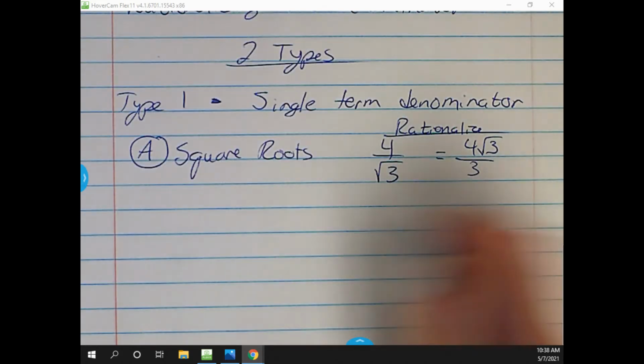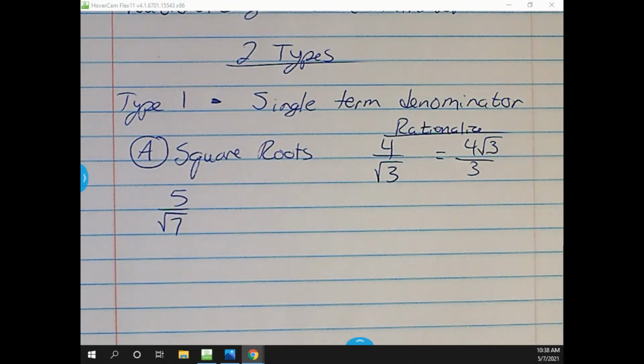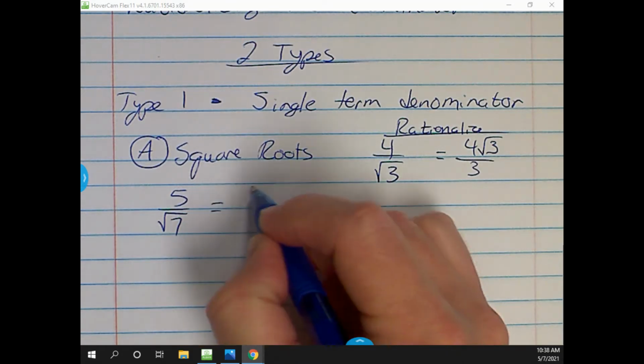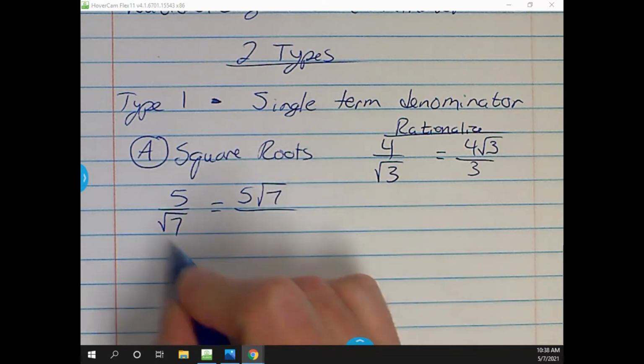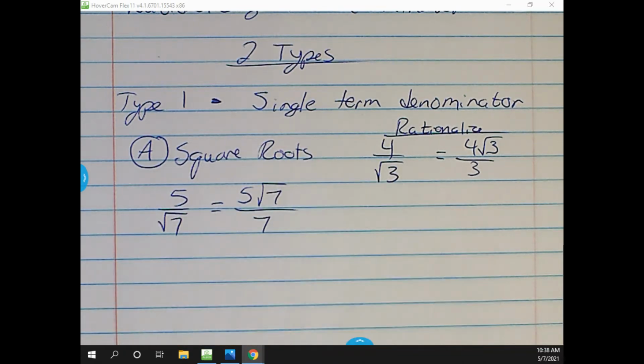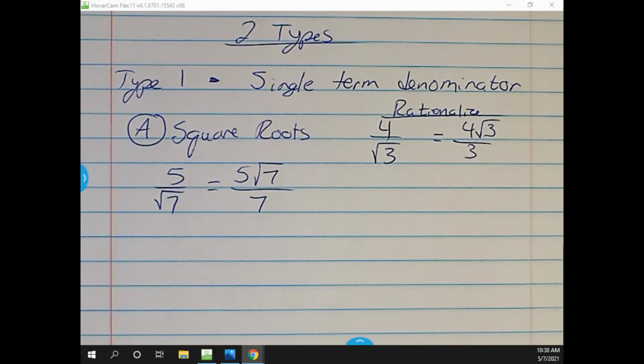So if you had 5 over the square root of 7, the 5 is going to stay on top. You're going to move the square root of 7 from the bottom to the top. On the bottom, you take the square root off and leave it just as the 7. So, does that seem familiar? Everybody? Is that at least a little bit kind of sort of familiar maybe? Hopefully a little bit.